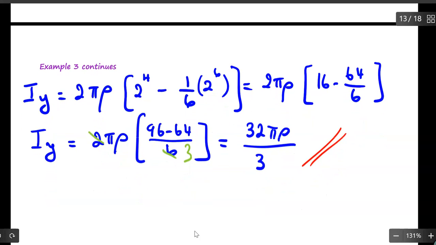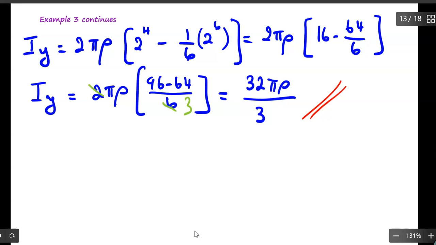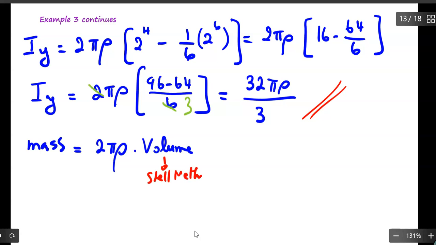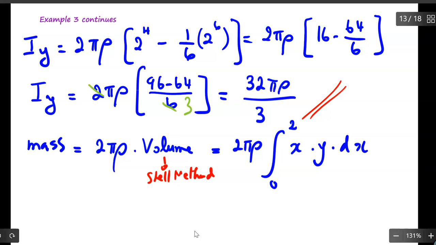Alright, okay. So after I got Iy, I am going to find the mass so that I can find the Iy. So for the mass, I need to write the formula down. So it's 2 pi rho multiplied by the volume. So the volume here is the shell method. So then it's equal to 2 pi rho integral from 0 to 2 of x times y times dx.